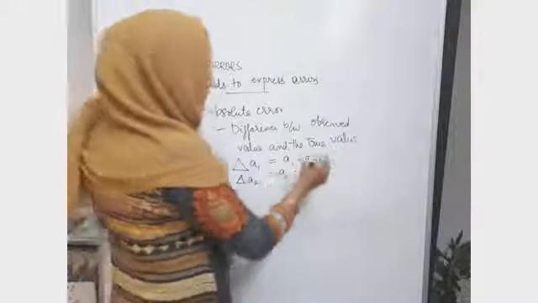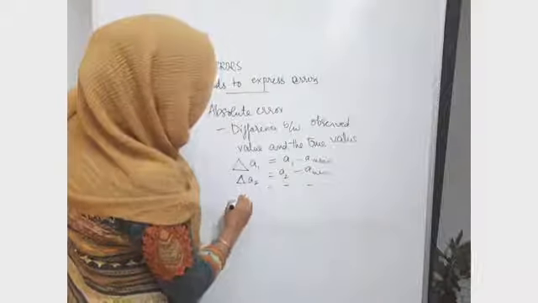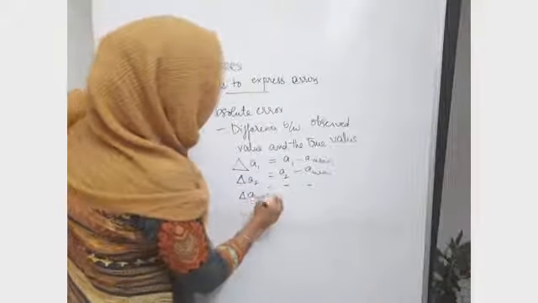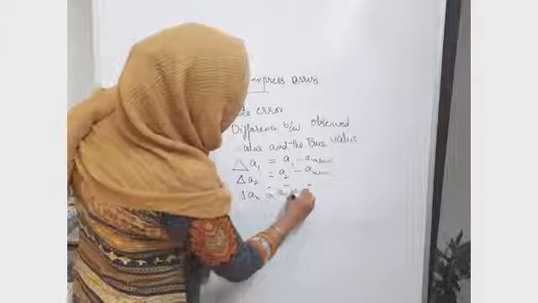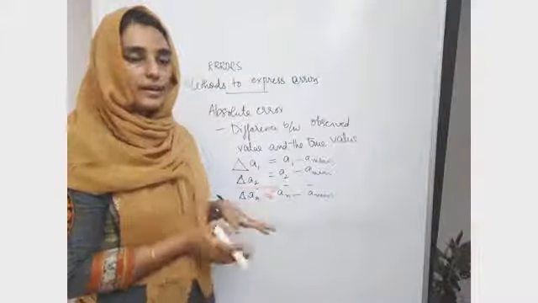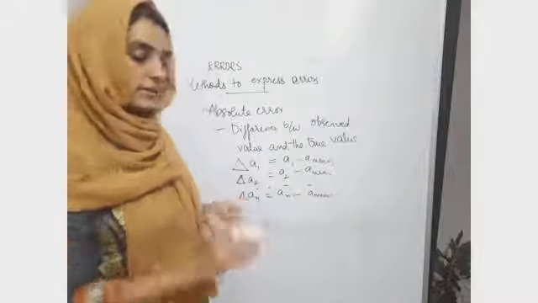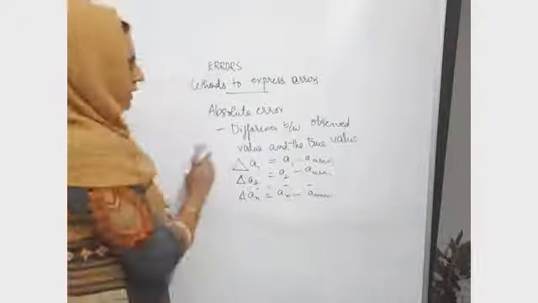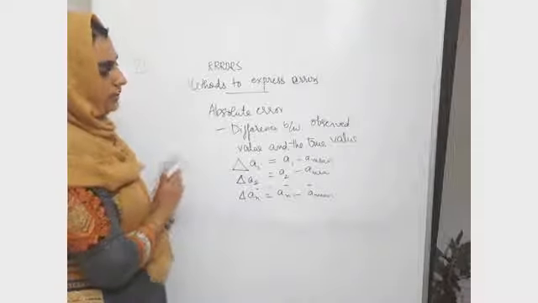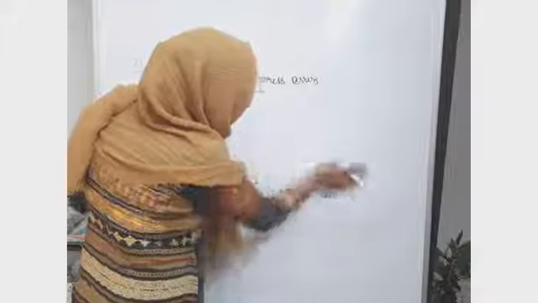Till you do the last calculation, that is, find the last observation, that is delta an is equal to an minus a mean. While subtracting, you might get a positive value or a negative value, but the absolute error will always be positive. So you need to consider only the positive values of the difference between the observed value and the true value. That is the absolute error.